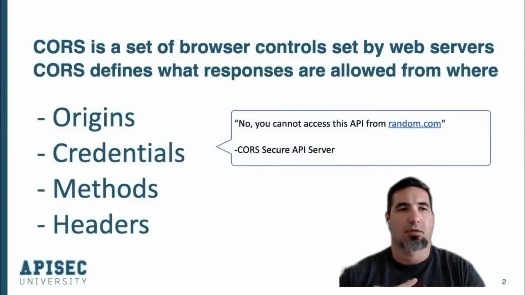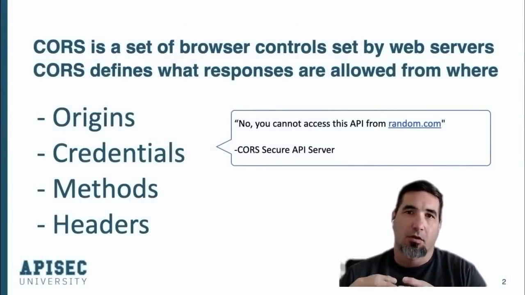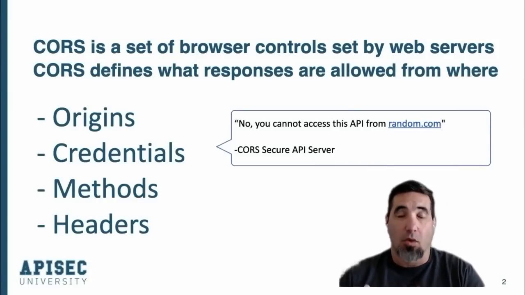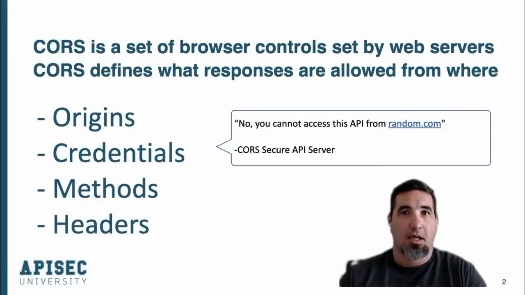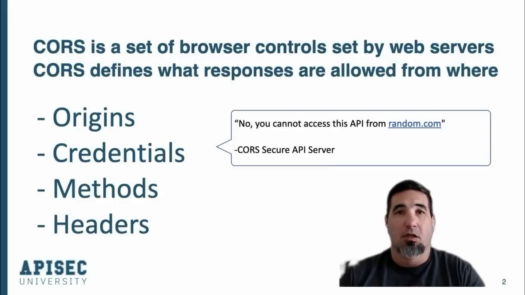CORS is just a set of suggestions for how browsers are allowed to serve content. Those suggestions come from where the content is provided. It's on your API server that's going to say how people are allowed to use that content, and it's the browsers that have to respect it. CORS will define what is allowed to be called from where. So the what can be endpoints and methods, things like post and get, and things of that nature, and where it can be called from.